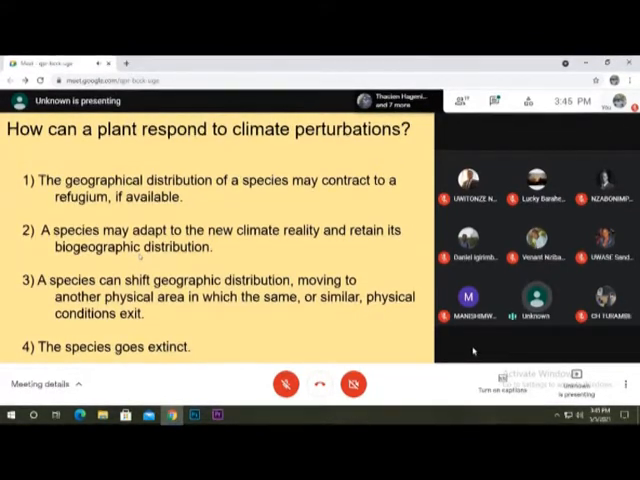So how does a plant respond to climate perturbations? So you have the geographic distributions of a species may contract to a refugium available. So there's one small habitat that's just right, that's remaining, that plants can creep into. And that's very important, that there's always one small habitat, what we would call a microhabitat, that's available. Another one is a species may adapt to the new climate reality and it keeps its biogeographic distribution. I think of Rubus. Rubus has more tricks and more adaptations, and it has more evolutionary potential than any plant.